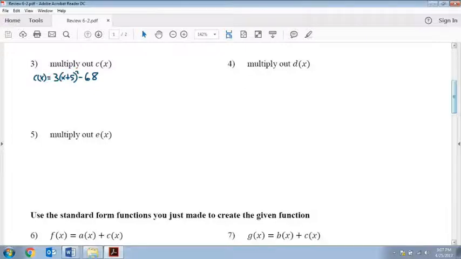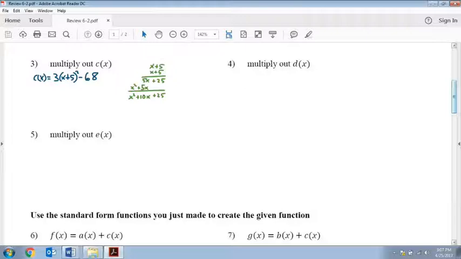So let's go over here, get ourselves some space, and do x plus 5 times x plus 5. Well, 5 times 5 is 25. 5 times x is 5x. X times 5 is also 5x. And then x times x is x squared. So I've got x squared plus 10x plus 25. Okay?